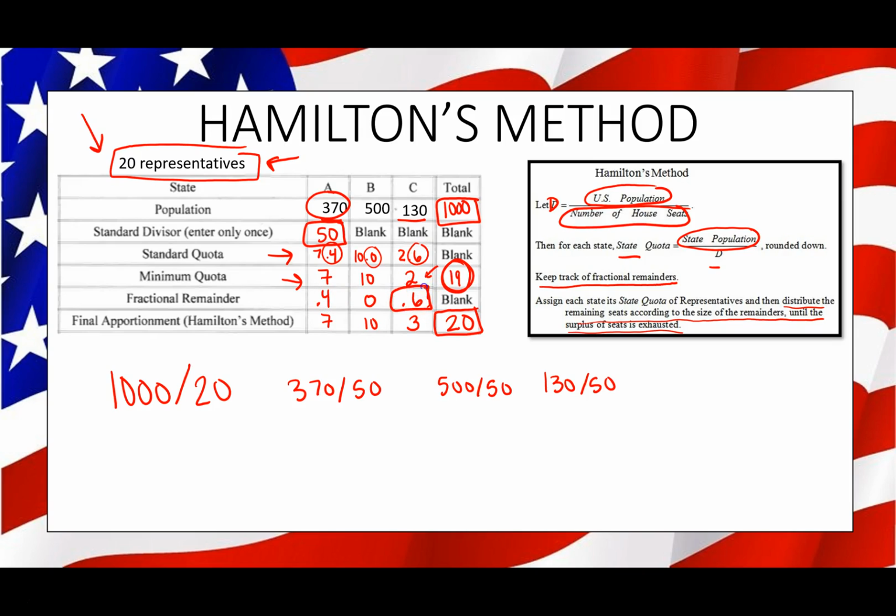In this case, the 0.6 made this 2 right here jump to a 3. And that's it. Now this adds to 20. But remember, if this was, say, something like 18, you can certainly add an extra 1 to 2 of these states. Just make sure you're doing it in accordance to which ones have the highest decimals. Okay, that's it. That's Hamilton's method.